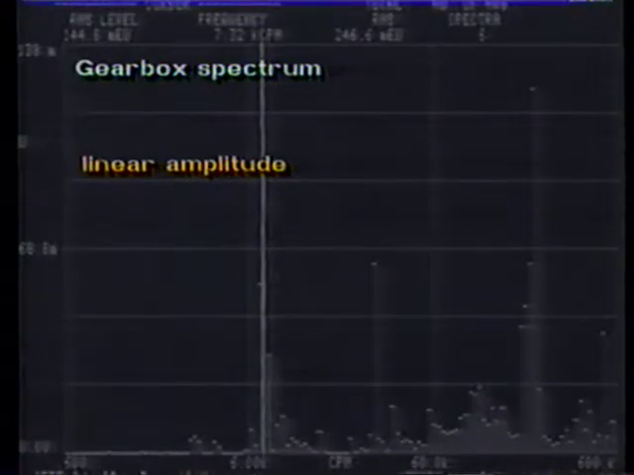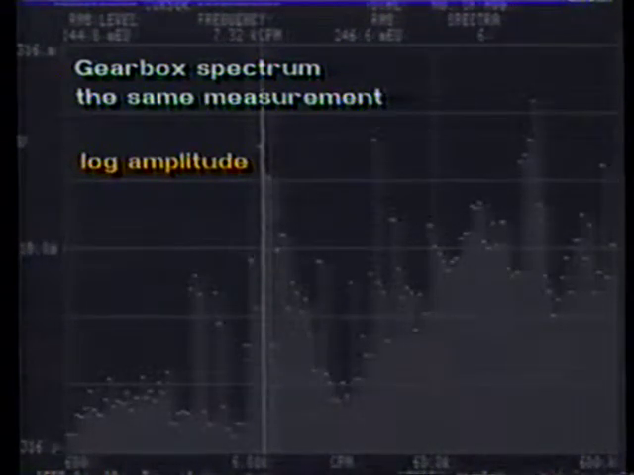See this spectrum? It's another gearbox. This one's shown on a linear amplitude scale. The next one you see has a logarithmic scale. No contest, is there? The log scale just shows a whole lot more.